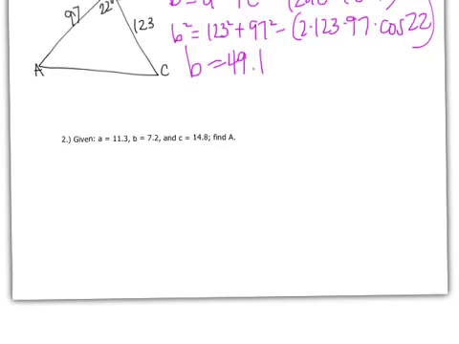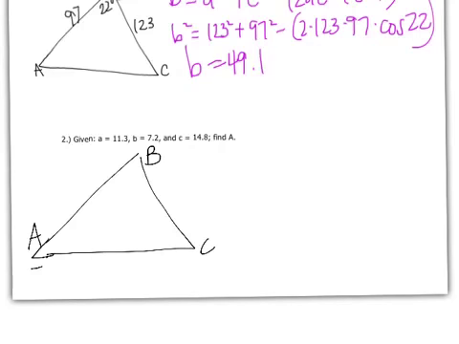On the next example, notice that we are looking for an angle measure. This is a little bit tougher. Still want to start off probably by drawing your picture. That's how I always start, at least. And fill in what you know. So I'm looking for angle A. I'm given that side a is 11.3, side b is 7.2, and side c is 14.8.